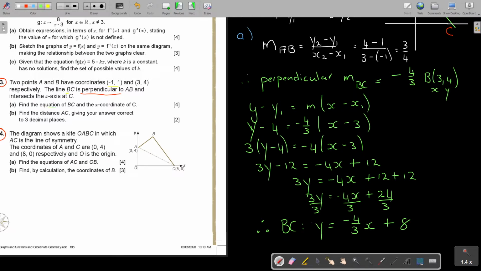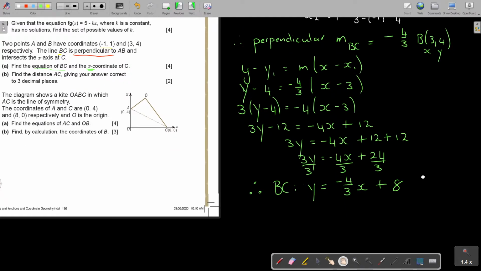So find the equation of BC and the x coordinate. Very important, not the coordinate, just the x. So if I want to see where it cuts the x-axis, or the x-intercept, I make y 0.